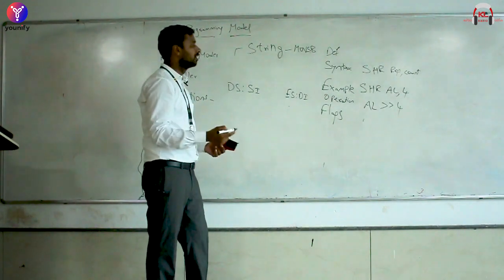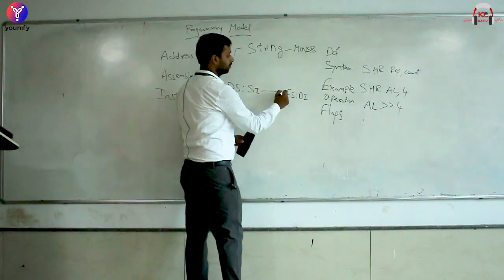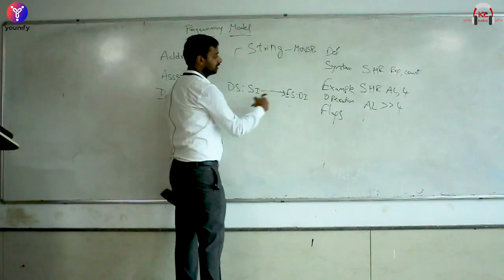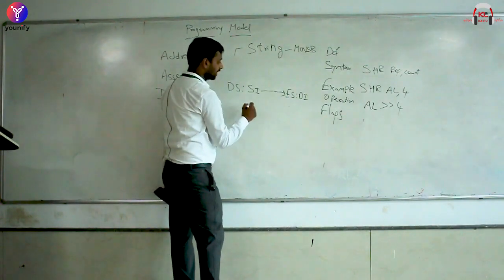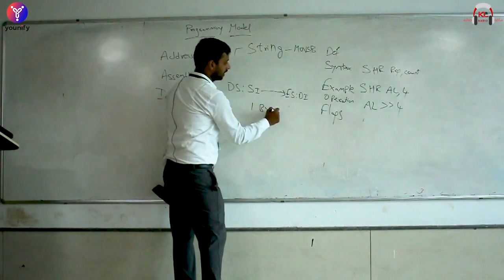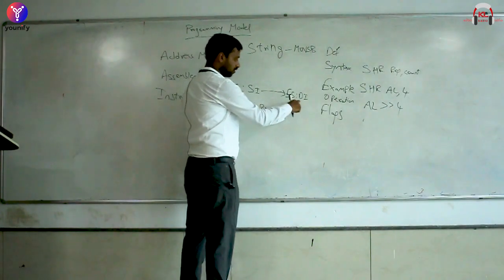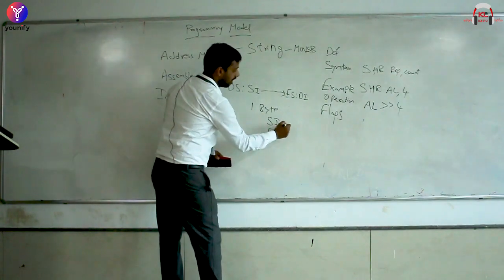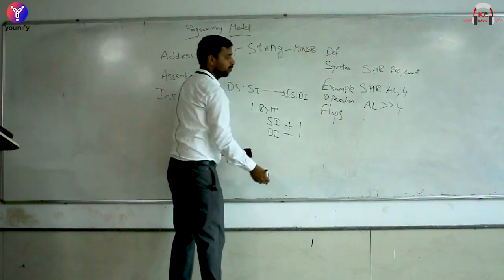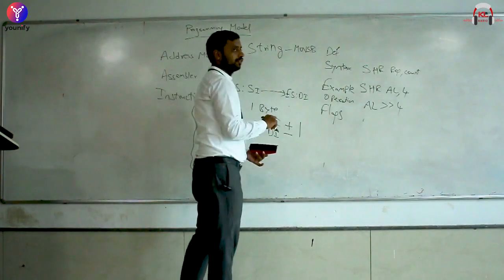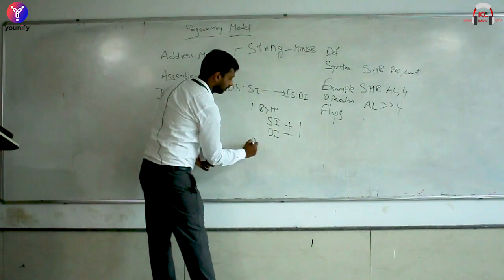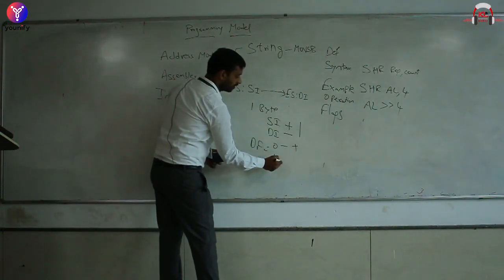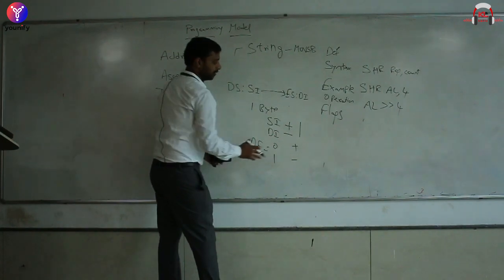MOVSB is move string byte. So from where to where? From DS:SI to ES:DI. And what happens after that? It doesn't just copy. How much data gets copied? 1 byte of data gets copied from DS:SI to ES:DI, and SI and DI are either incremented or decremented by 1. Who decides whether to increment or decrement is the direction flag. If the direction flag is 0, I'll increment. If the direction flag is 1, I'll decrement.